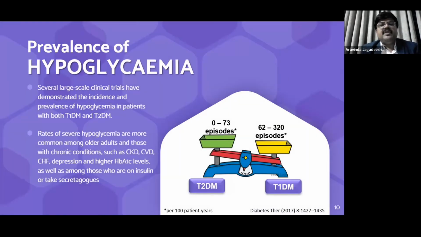If you take the prevalence of hypoglycemia, several large-scale clinical trials have demonstrated the incidence and prevalence of hypoglycemia in patients with both type 1 diabetes and type 2 diabetes. The rates of severe hypoglycemia are more common among older adults and those with chronic conditions such as CKD, CVD, CHF, depression, and higher HbA1c levels, as well as among those who are on insulin or who take secretagogues.